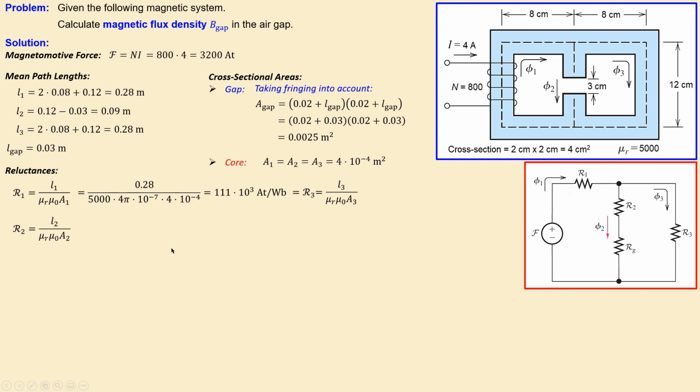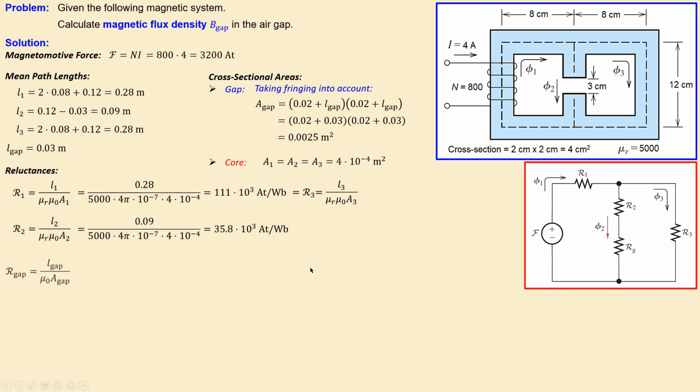Now continue with R2, that's actually this part, which is of course this, excluding the gap. We already know L2 and also A2. A2 is just again equal to A1, but L2 is of course a little bit smaller compared to L1. If you substitute all of them, including the values here, we will get 35.8 times 10 to the power 3 ampere turns per Weber. That's what we have now for R2.